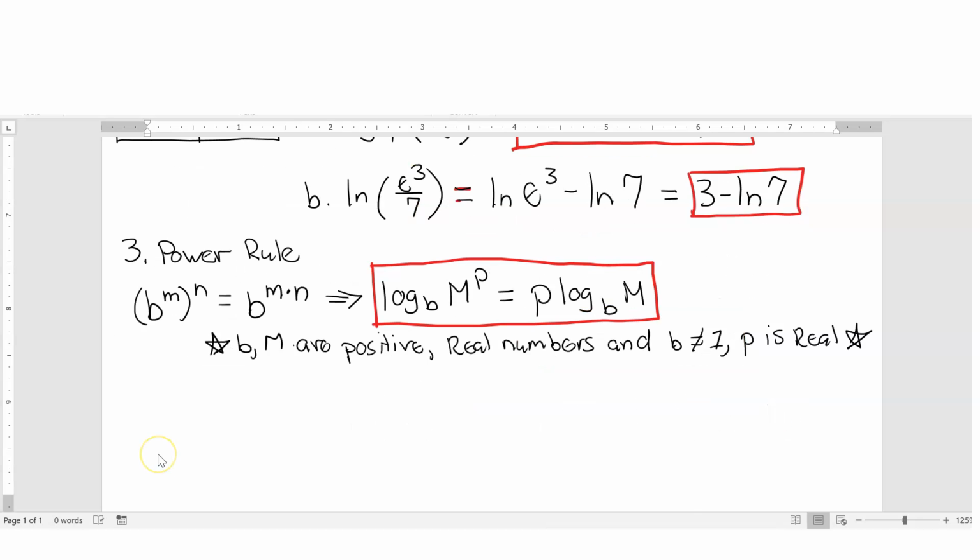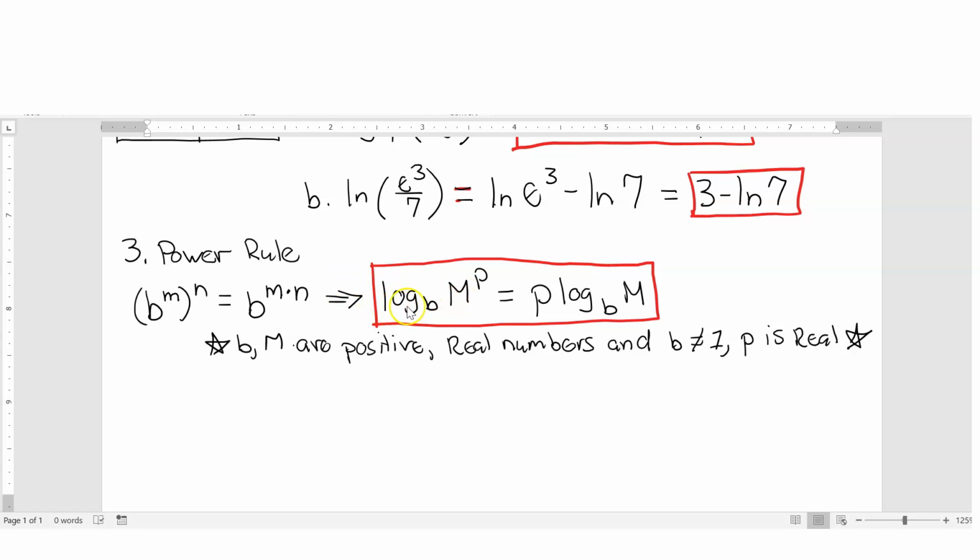The last rule we will look at is the power rule. Remember, with your exponent rules, if we have some quantity b to the m and it's raised to the n power, we would multiply those exponents m times n. So again, if we have a logarithmic expression that represents this exponent and it were raised to a power, we'll multiply by that power. And that's what we see here.